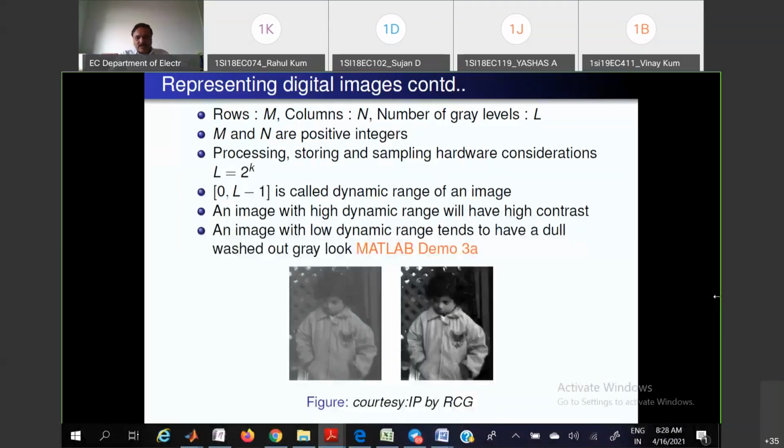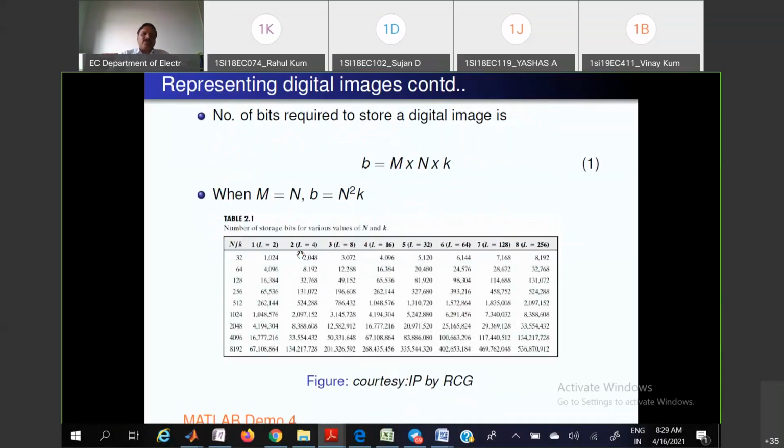So you must know what would be the number of gray levels I am using. Usually the standard is 8-bit gray level, mostly. Of course, in medical images, sometimes they use 10-bit representation, but usually they are all 256 gray levels. That means 8 bits is used to represent the data. So let me just move on.